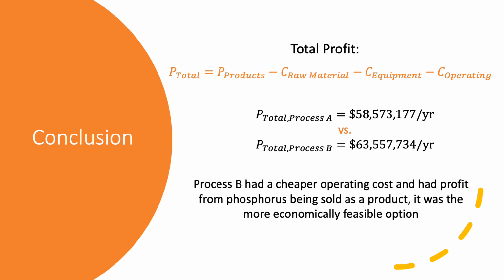The operating costs are yearly fees, while equipment costs will be paid off within a 5 to 10 year period. So if Process A and B were running for 10 plus years, the difference in profit margin will become significantly greater once the equipment cost is paid off. Process B can also make profit from phosphoric acid being sold as a product. So this, along with a cheaper operating cost, makes Process B the more economically feasible option. Process B will not only be more profitable, but it'll also be a safer process due to not having any temperature extremes or high pressure extremes.